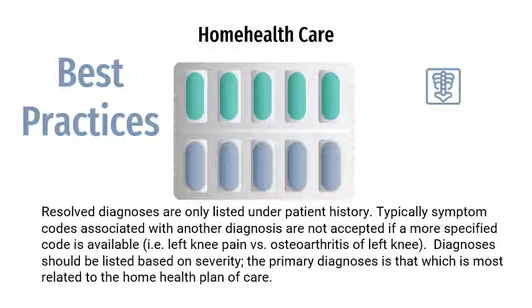So just a few best practices for documentation when you are documenting your home health care encounters. First, typically we aren't going to use resolved diagnoses under your plan of care, and that's because if the diagnosis has been resolved and is no longer an issue, it doesn't currently contribute to your plan of care, so it would only be appropriate to list this under the patient's medical history.